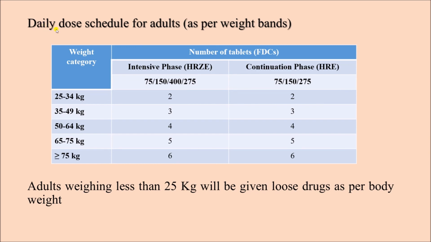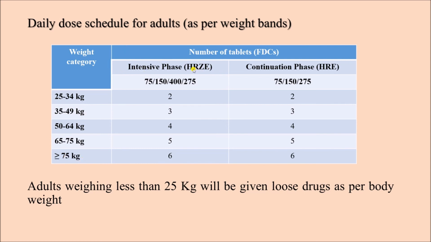So as you can see, the daily dose schedule for adults. Now we are talking about adults as per weight bands. Now this is the latest schedule. In the previous edition of PMDT, the schedule was different. Now this is the currently used schedule. We have the weight category here, 25 to 34 kg, 35 to 49 kg, like this.